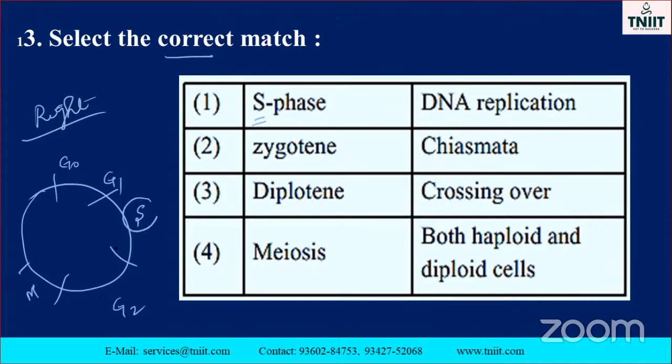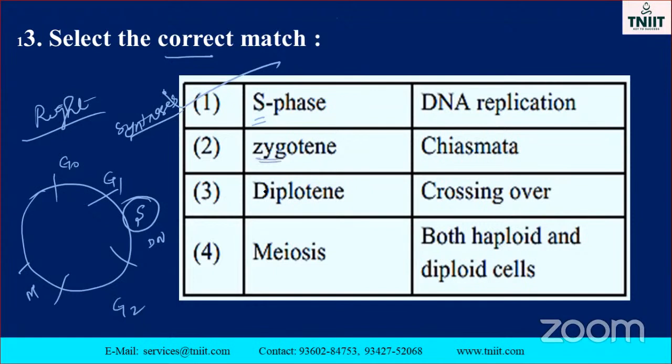Here they have asked about the S phase. In the S phase, what happens? DNA production takes place. The S phase is nothing but the synthesis phase. So DNA replication is the correct one. Only the correct option is asked, so the first one is correct.